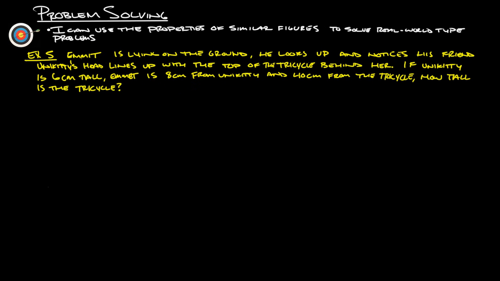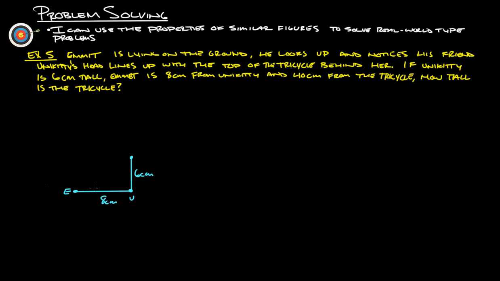Let's start drawing ourselves a nice little picture here. Let's say Emmett is sitting here. So there's Emmett lying on the ground. It says that Unikitty is 6 centimeters tall, and Emmett is 8 centimeters from Unikitty. So let's say that is 8 centimeters. So here's where Unikitty is standing, and we know that Unikitty is 6 centimeters tall. So that's the top of Unikitty.